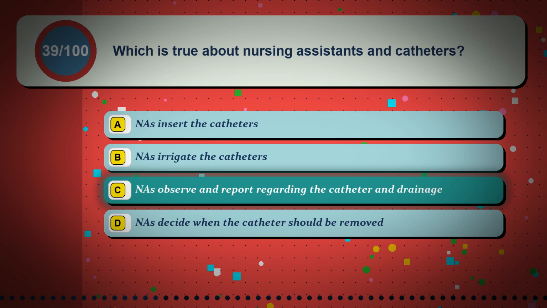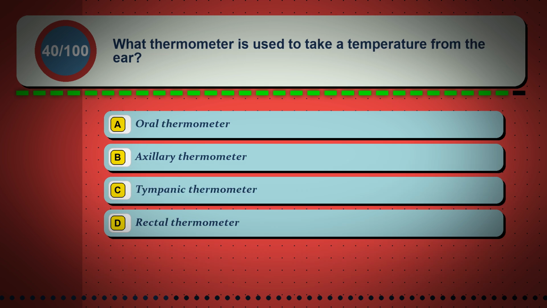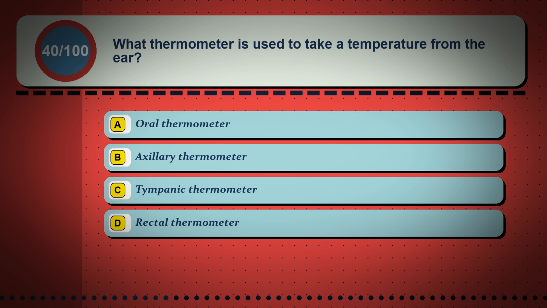The correct answer is option C. NAs observe and report regarding the catheter and drainage. NAs are responsible for catheter care, cleaning the site, and observing the tubing and urine for any abnormalities, then reporting them to the nurse. Question 40. What thermometer is used to take a temperature from the ear? Option A, oral thermometer. Option B, axillary thermometer. Option C, tympanic thermometer. Option D, rectal thermometer.